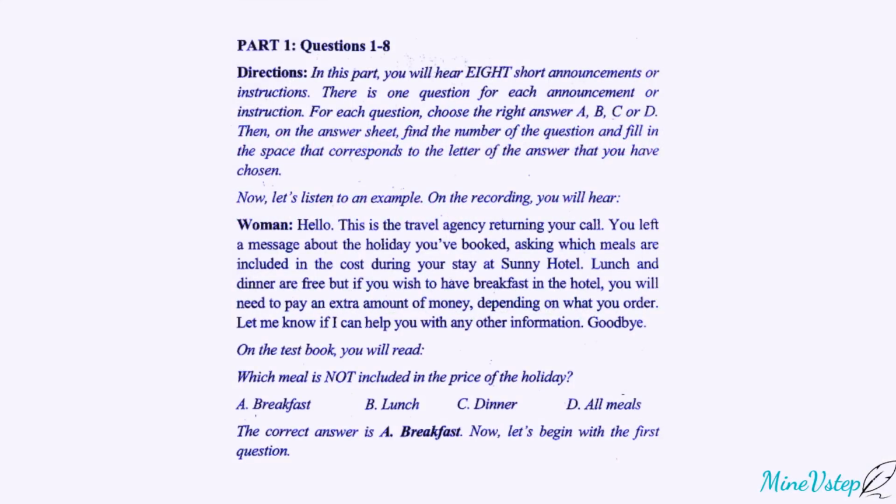Directions. In this part, you will hear 8 short announcements, or instructions. There is one question for each announcement or instruction. For each question, choose the right answer, A, B, C or D. Then, on the answer sheet, find the number of the question and fill in the space that corresponds to the letter of the answer that you have chosen.